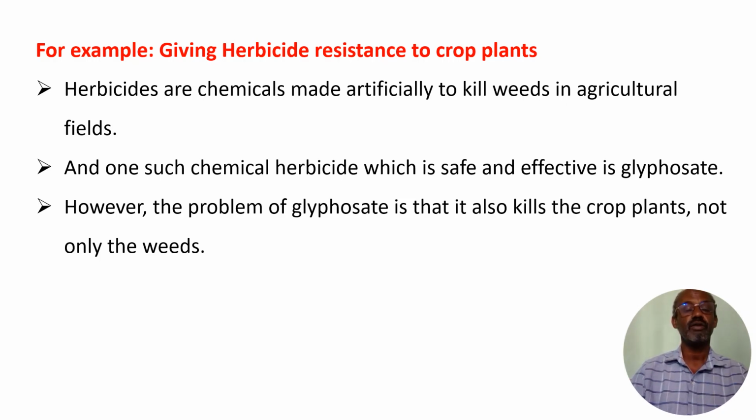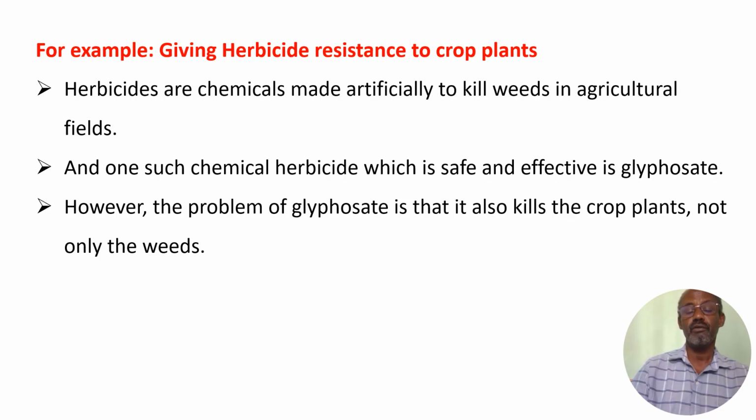Now, let us see how scientists were able to give herbicide resistance. Herbicides are chemicals which kill herbs or weeds, weed killers. When we apply herbicides in our agricultural lands, we don't want to kill our crop plants. Rather, we kill the unwanted plants known as weeds. So, in order to make our crop plants resistant to the herbicide, so that it only kills the weeds, we have to give herbicide resistance to our crop plants. Herbicides are chemicals made artificially to kill weeds in agricultural fields, and one such chemical herbicide which is safe and effective is glyphosate.